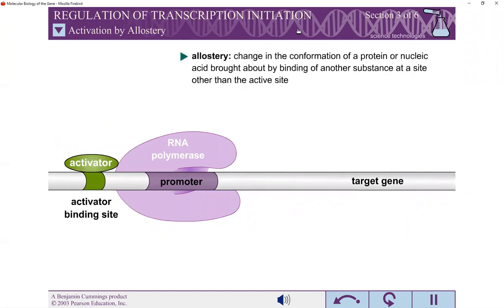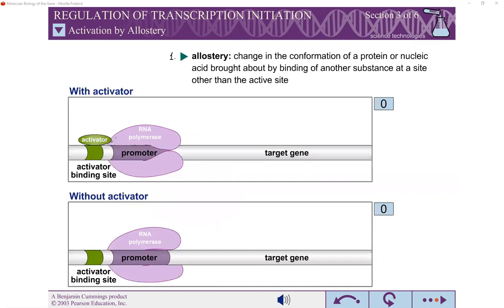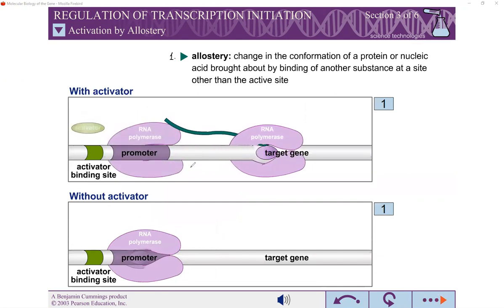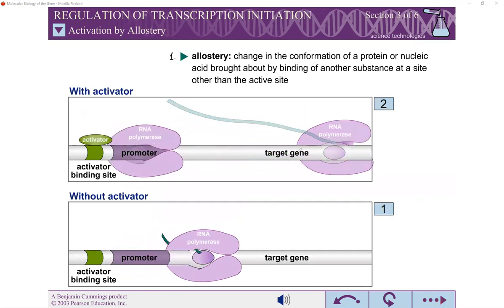Activation is accomplished by allostery. Activators interact with the stable closed complex and induce a conformational change that causes transition to the open complex. The activator binds and causes the interconversion of the closed complex to the open complex.